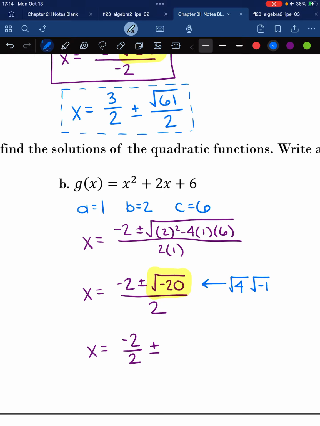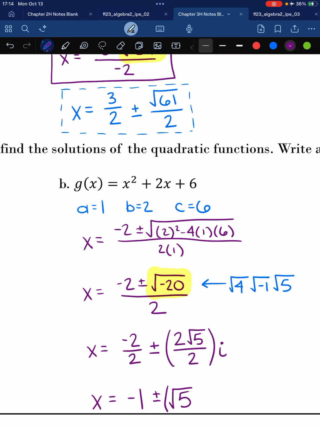Okay, and let's actually do some side work. So I have the square root of 4, the square root of -1, and the square root of 5. So this is going to simplify to 2 square root of 5 over 2 times i. And I can do a little bit of simplifying then. x equals -1 plus or minus the square root of 5 i. Remember, be really careful with standard form here and putting that i at the end. We want to make sure it's not under that square root.